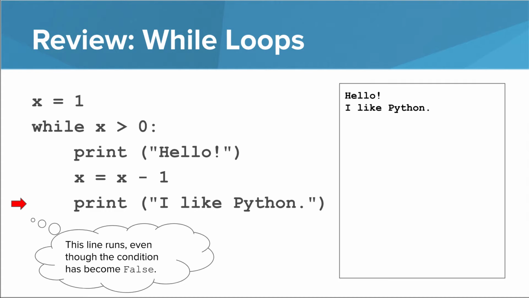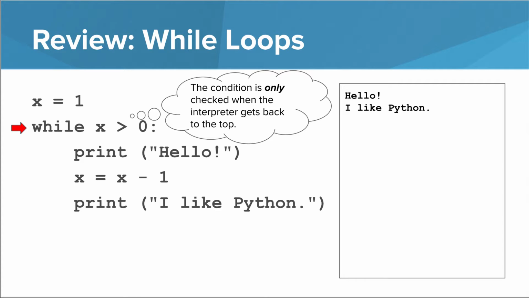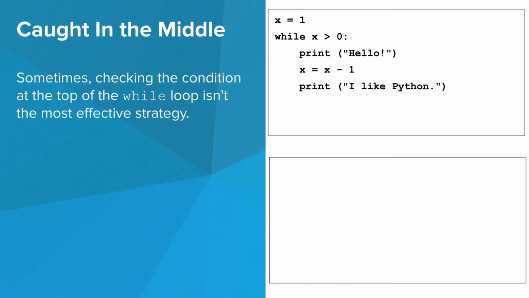Remember it? I don't know. Maybe. Okay, well let me remind you what the key insight was here. Remember that even though the condition became false in the middle of the while loop, the rest of the body still ran because the condition isn't checked until the interpreter returns to the top. The fact is that sometimes checking the condition at the top of the while loop isn't the most effective strategy.